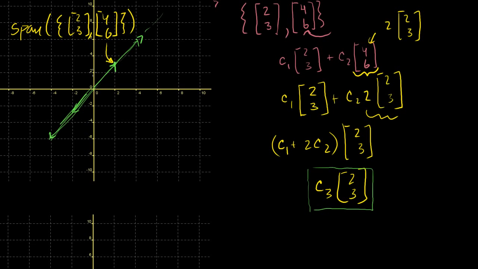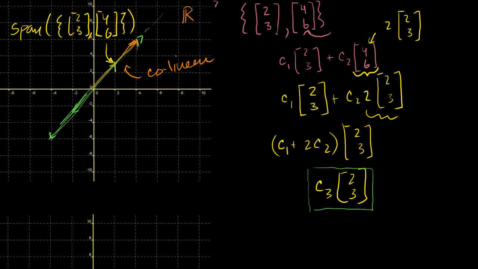Even though we have 2 vectors, they're essentially collinear. They're multiples of each other. If this is 2, 3, then 4, 6 is just that longer one right there. These two things are collinear. So when we have 2 collinear vectors in R2, their span just reduces to that line.